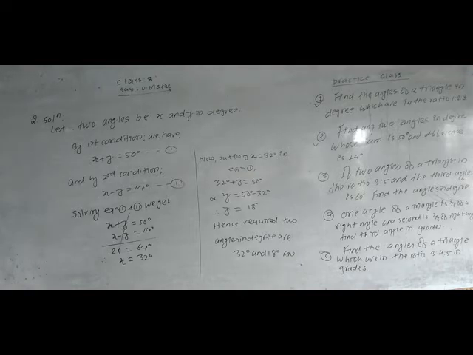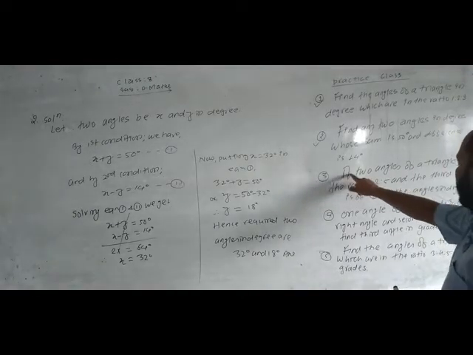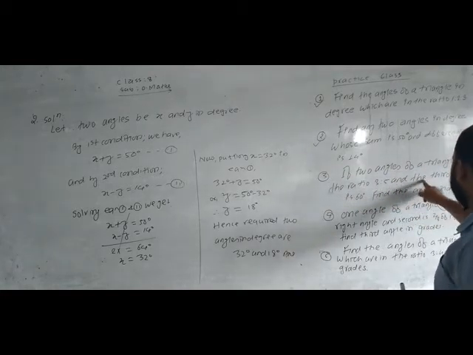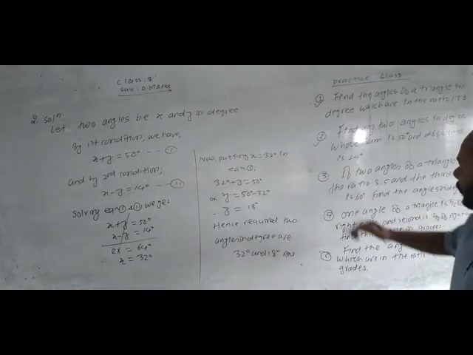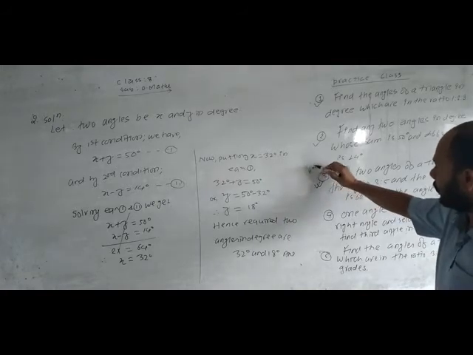Now we complete this. I am going to solve here. Now look here. Two angles of a triangle are in the ratio 3:5, and the third angle is 60 degree. Find the angles in the degree. I am going to give a hint. This is your homework.